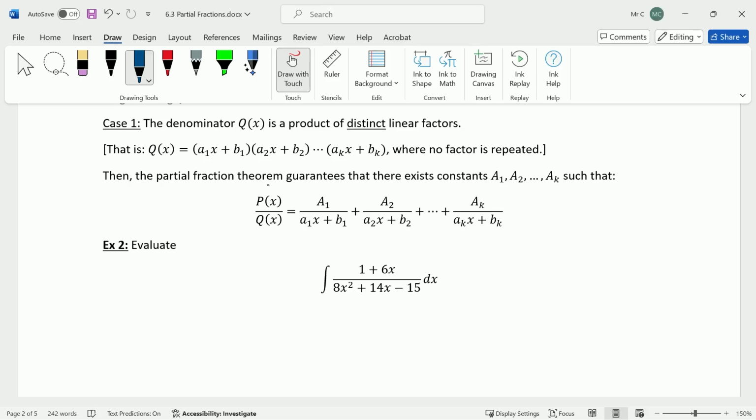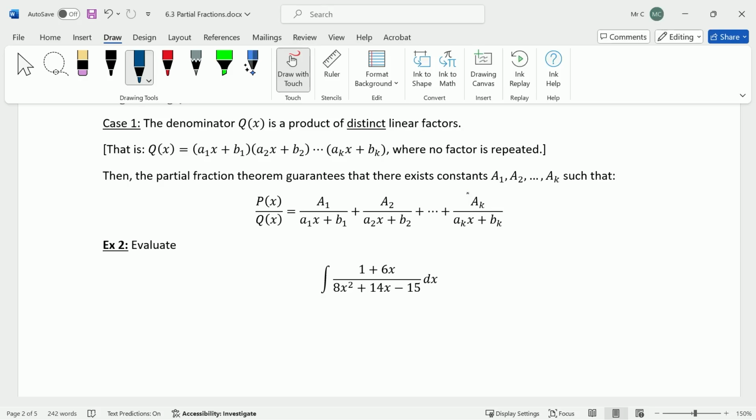Then the partial fraction theorem from linear algebra guarantees that there exist constants a1, a2 through ak, such that you can rewrite your original fraction as a constant divided by a linear expression plus a constant divided by the next linear expression, and so forth, for all of the linear terms in the denominator. So what that means is if I can write my denominator as a product of distinct linear factors, then I should be able to separate those factors out and write something a little bit easier.